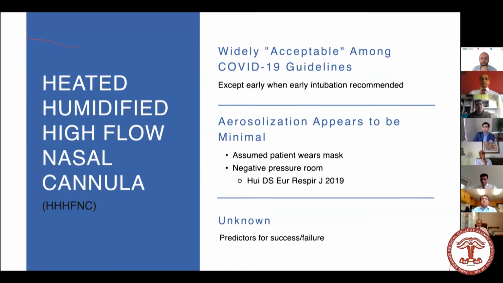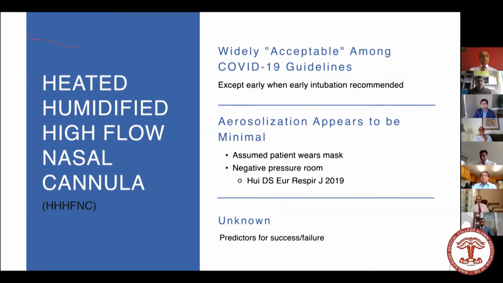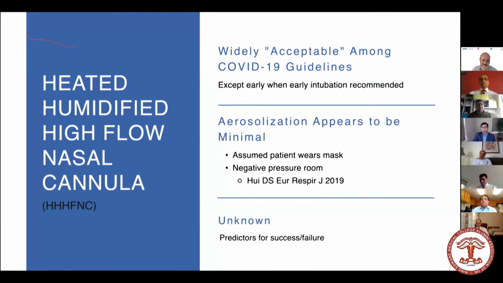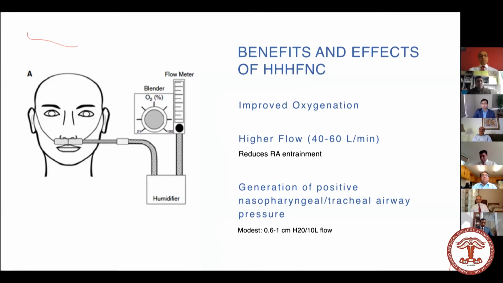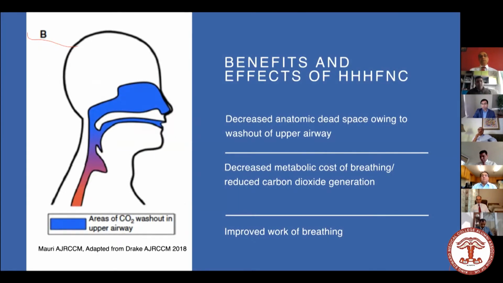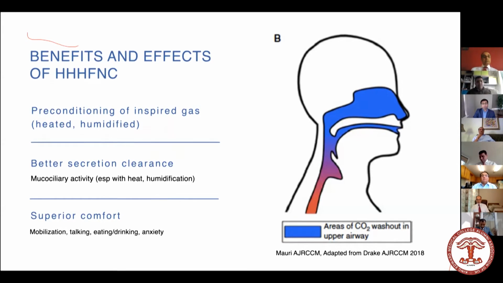In terms of heated humidification, across US it is widely accepted. It's in COVID guidelines as well. The aerosolization is minimal if you wear the mask, as shown in one of the studies in Respiratory Journal as well. And it improves the oxygenation. We use higher flow, and that also creates a PEEP, which is almost every 10 liters creates a PEEP of 0.6 to 1. There is decreased anatomic dead space. There is decreased metabolic cost of breathing, and that results in improved work of breathing. There's better secretion clearance as well as superior comfort.